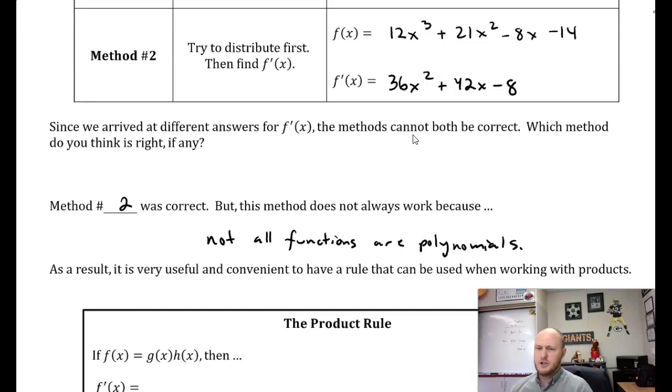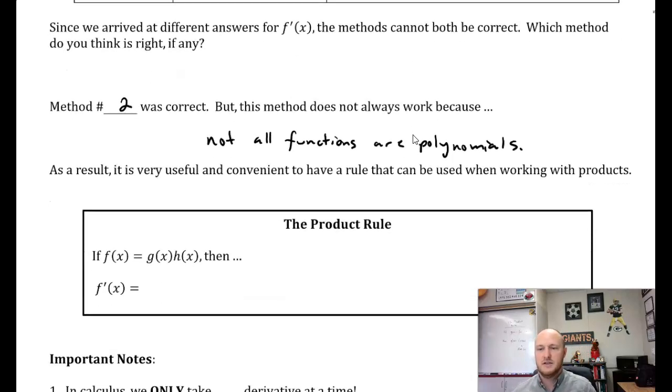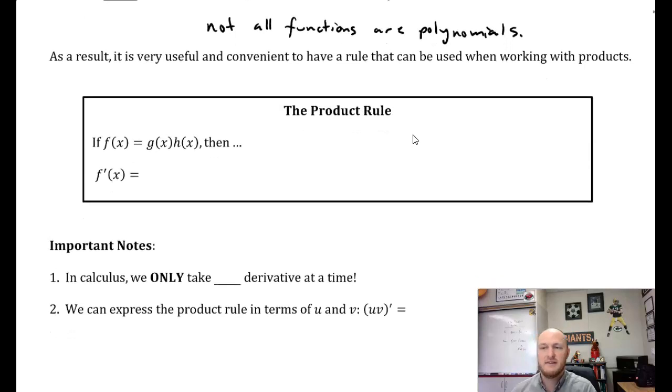So, the conundrum that we are at, it is very useful and convenient to have a rule that can be used when we are working with products. So if I have two functions multiplying with each other, I'm going to go ahead and use what is called the product rule. The product rule works when you have one function multiplying times another function.